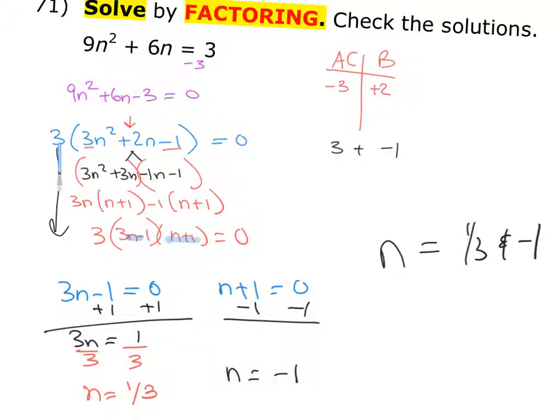That extra 3 that I had out here was just used to factor. I don't need to set him equal to 0 because he's 3. There's no variable. Only the parts that have variables need to be set equal to 0. And then from there, I get my answers.